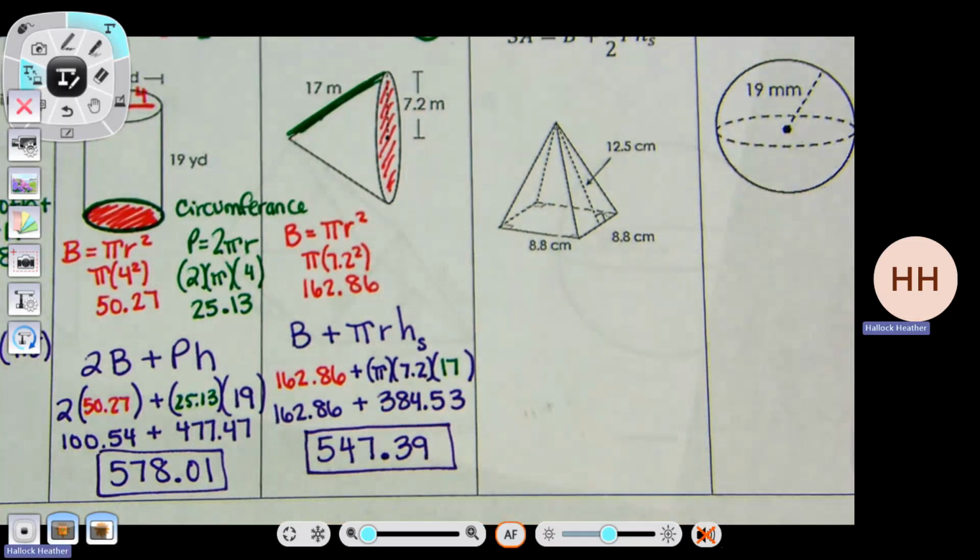So try your cone, which gives you the slant height. It gives you the radius. You try number 2, your cone.